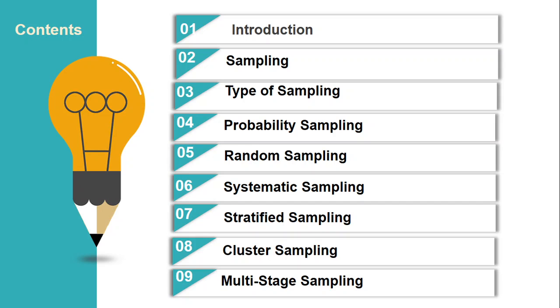In this session, I will cover the introduction, and I will explain a little bit about sampling and the types of sampling. In the types of sampling, we will focus on non-probability sampling and probability sampling. Here I will explain a little bit about non-probability sampling and focus on probability sampling. We will discuss probability sampling elaborately, and we will talk about random sampling, systematic sampling, stratified sampling, cluster sampling, and multi-stage sampling.